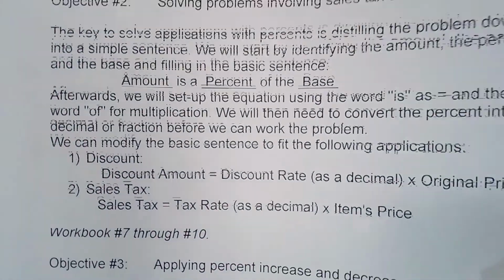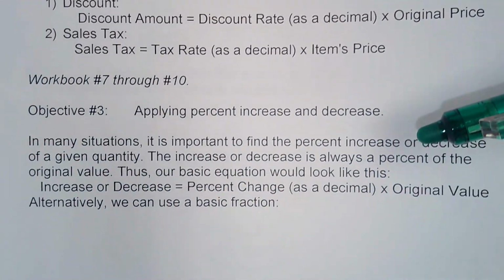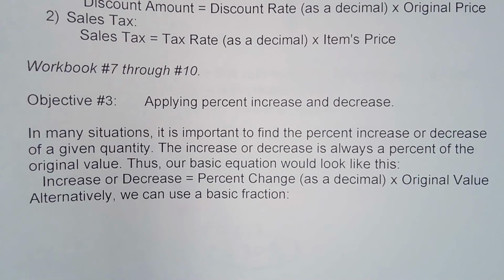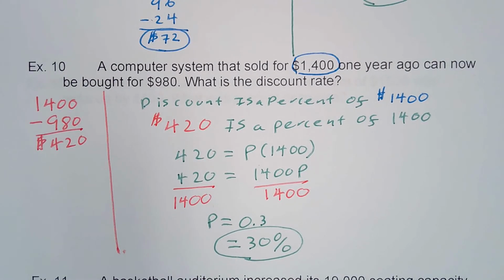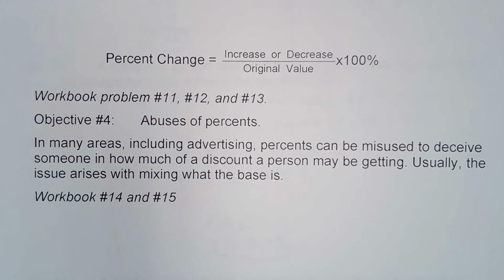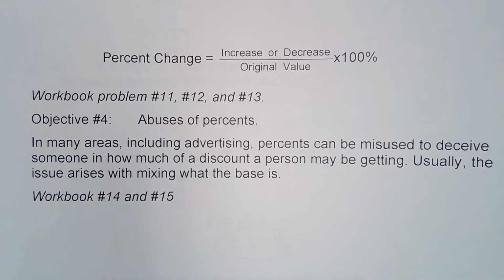Now, when we talk about percent increase and decrease, we can treat it a lot like a discount. So in many situations, it's important to find the percent increase or decrease of a given quantity. The increase or decrease is always percent of the original value. Thus, our basic expression would look like this. Increase or decrease is a percent change as a decimal times the original value. Alternatively, you can use the basic fraction. Percent change equals increase or decrease divided by the original value times 100%.